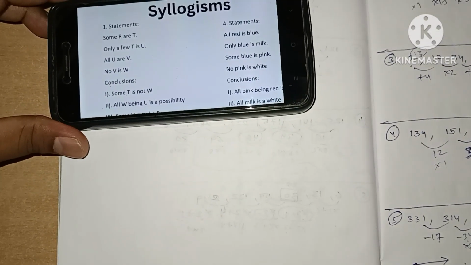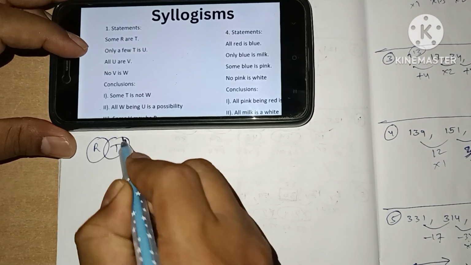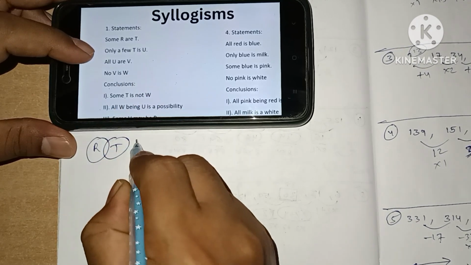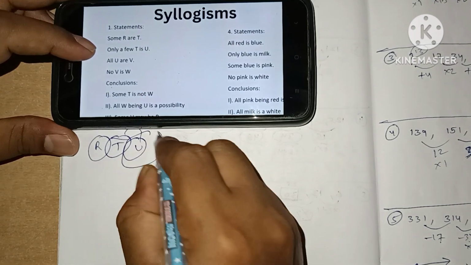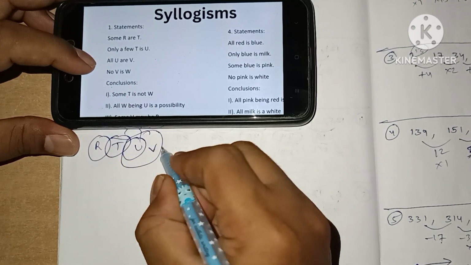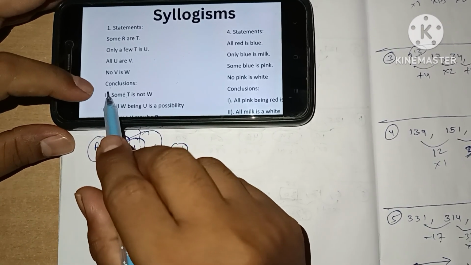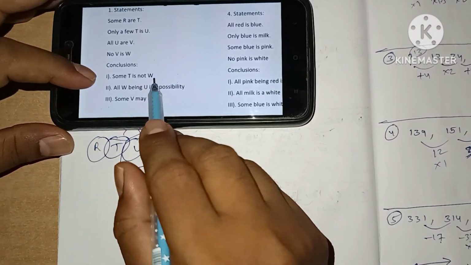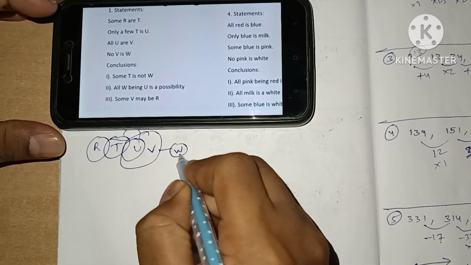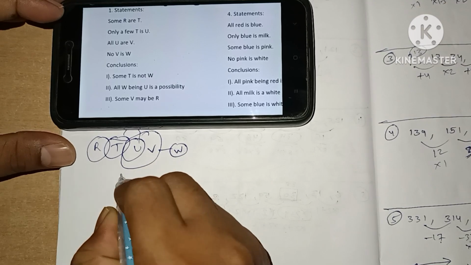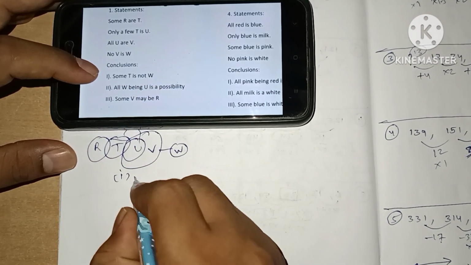Syllogisms, first question. Some R are T. Only a few T is U. All U are V. No V is W. Now let's see conclusions. Some T is not W. We check all T can be W. All T can be placed inside W. Is it possible? No. All case not possible means some not case will be true.